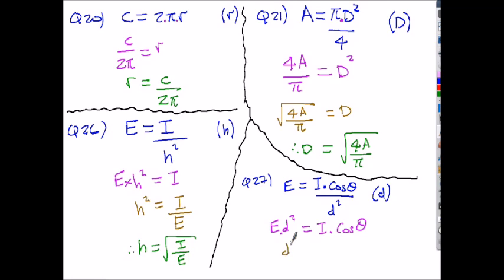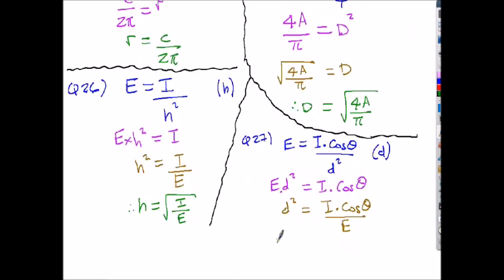So d squared is equal to I multiplied by cos of angle theta, and that's all divided by, in this case, e. And finally, to find d, I need to square root both sides. So we've got d squared on the left hand side, so inverse operation to square is the square root. So finally d is equal to the square root of the I multiplied by the cos of angle theta, and that's all divided by the e in this case.